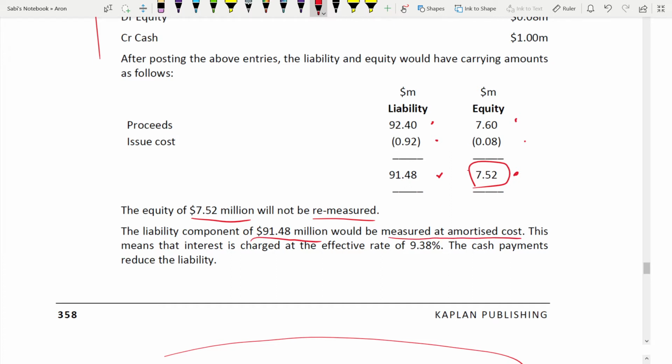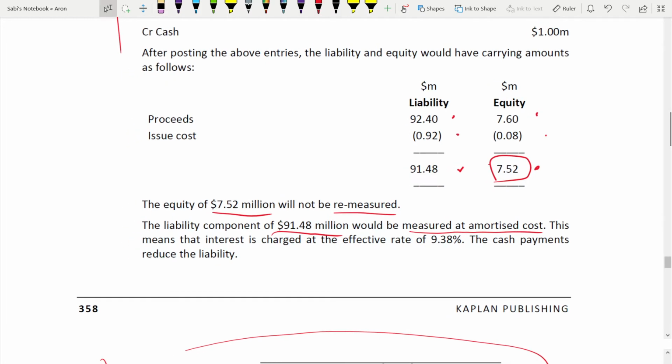You have to understand this liability component. It's a financial instrument, and a liability component can be measured in three ways: fair value through profit and loss, fair value through other comprehensive income, and amortized cost. It is not fair value through other comprehensive income, because if it was, they would have specifically told. And how do you know it's measured at amortized cost or not? These are the things you need to question, and you need to know the reason, rather than just memorizing that it will be at amortized cost only.